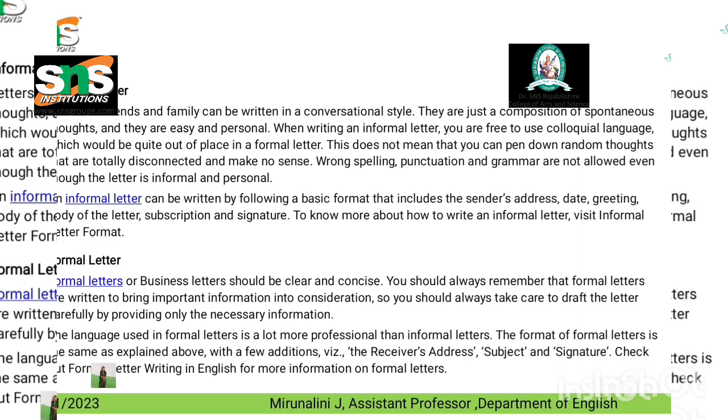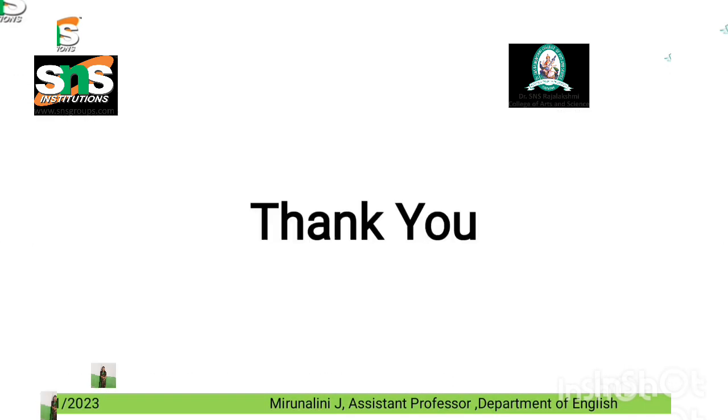And inviting your friend for your birthday party, and then inviting him for a marriage. These letters come under informal letter.